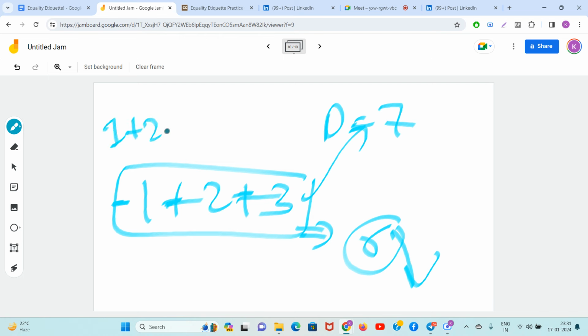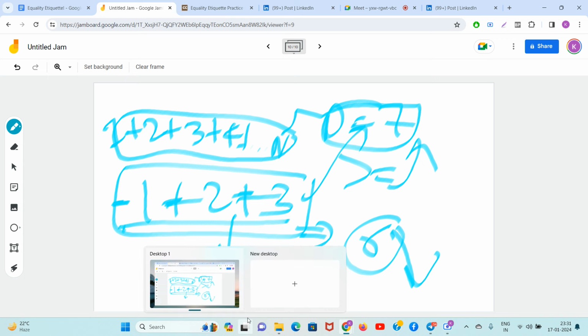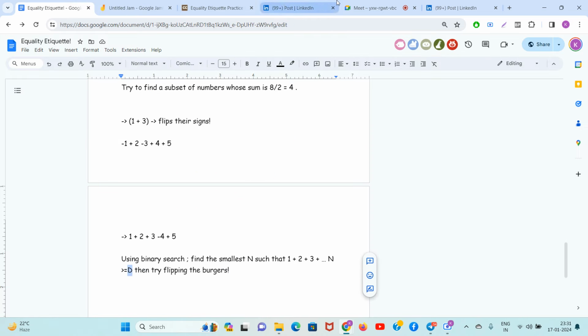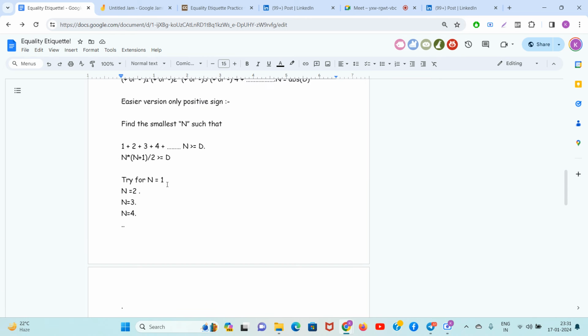So first, it is a necessity that this sum is greater than or equal to 7. If this is not greater than or equal to 7, the flipping can only reduce the sum. It can never make it equal to d. Got it? First thing is that you need to make it greater than or equal to d. So first, using binary search, you will find the smallest n such that this is greater than or equal to d. This is very simple. The formula is simple. Low equal to 1 and high equal to d, mid equal to (low plus high) by 2. You keep on trying this till you find the smallest n which is greater than or equal to d. This I think you can do.